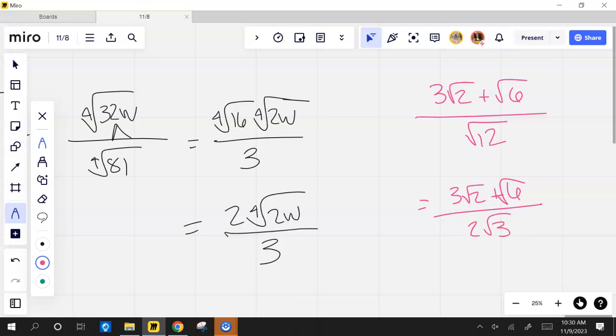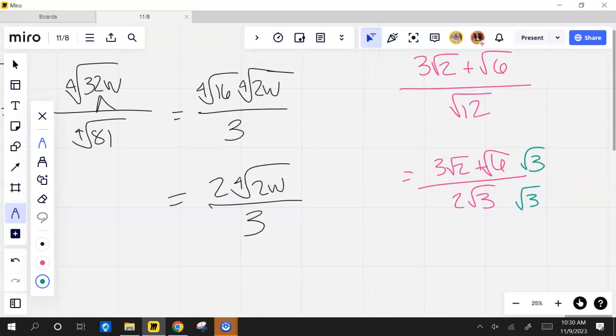What's the problem now? I got a radical in the bottom. How do I get rid of a radical in the bottom? I heard times it by itself. So am I going to multiply by 2 root 3? Just the square root 3, right? Because that's the only thing that's causing me problems. So I'm going to do square root of 3 and square root of 3.